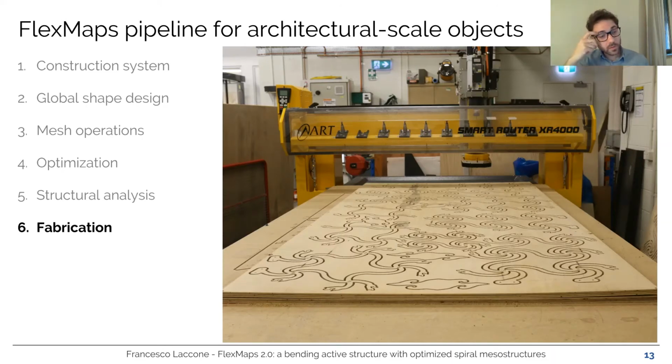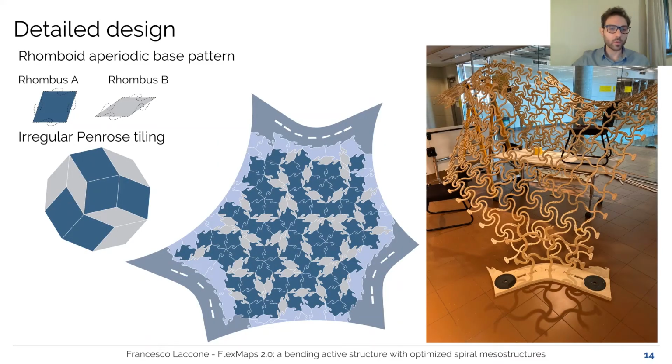We are able to automatically generate the files for the CNC milling machine, and we had the chance to use this big scale machine at the advanced fabrication lab of the UTS with a bed size of 3 meters times 1.5 meters, so that the fabrication at the end took about 1 week, only 1 week.